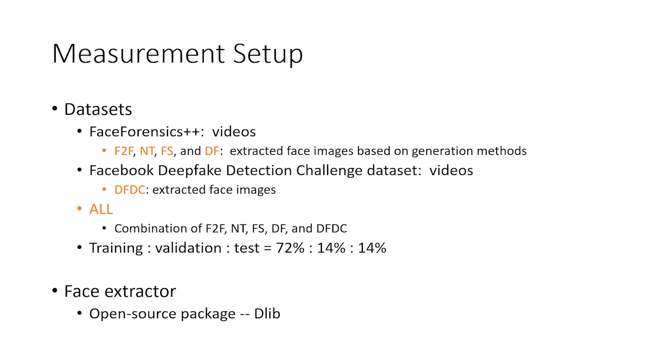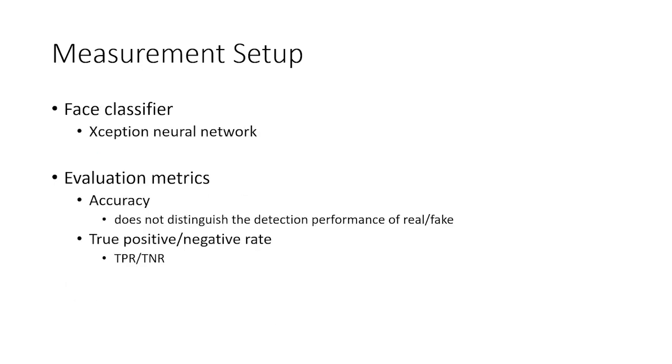We split each of the 6 image datasets into 72% training data, 14% validation data, and 14% test data. We train Xception neural networks as our face classifiers following the Face Forensics++ work. We initialize the model with the pre-trained weights on ImageNet and replace the last layer with a fully connected layer with 2 neurons. We train the model with the training dataset and choose the best model during training with the highest validation accuracy. We will evaluate the face classifier using 3 metrics.